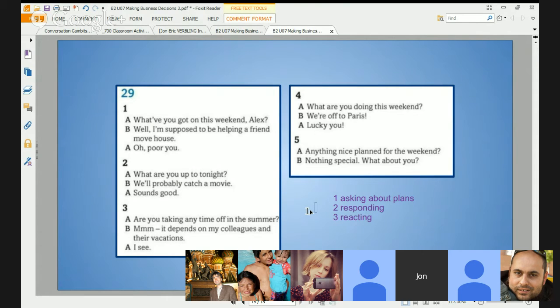What have you got on? Okay. I agree. What does that fit with? Is that asking, responding, or reacting? What have you got on? Asking. Yeah, I agree. So, asking about plans, some of the key phrases. What have you got on? Okay.